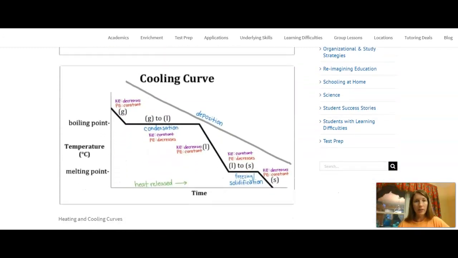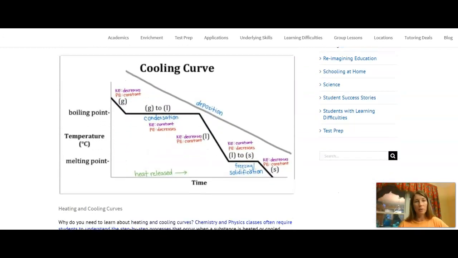Okay, if we look down at the cooling curve, it's the opposite. Now, don't forget, you're starting with a gas here. That's the key thing. You want to start with the gas. You're starting up here at a higher temperature, and everything is cooling off. So heat is being released as time goes by. So you're going from a gas, then we have condensation happening, then you're in a liquid, and then we have freezing, and then it is in the solid state.